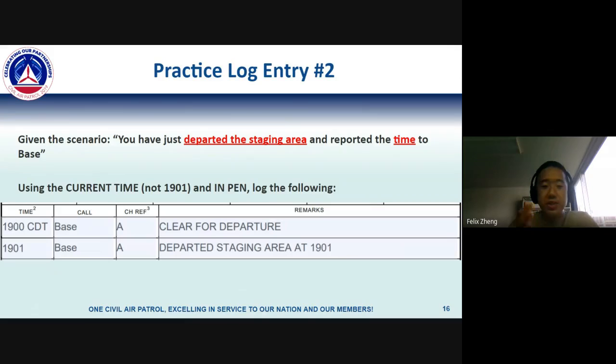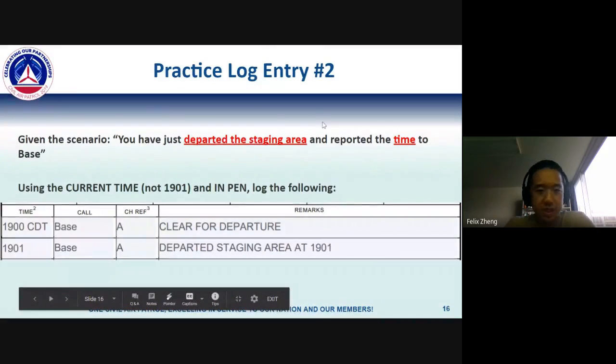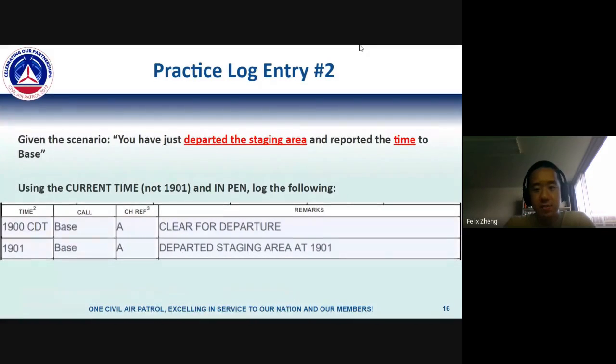So this is the scenario. You have just departed the staging area and you reported the time to mission base. So this is an example of what you can log in your log. It doesn't have to be verbatim exactly as my screenshot shows, but you need to be able to get the message across.